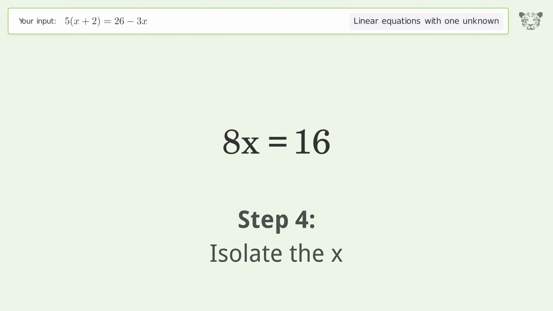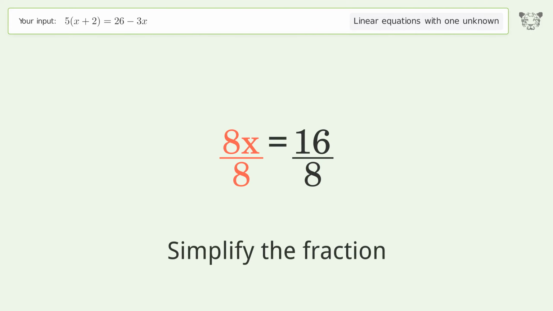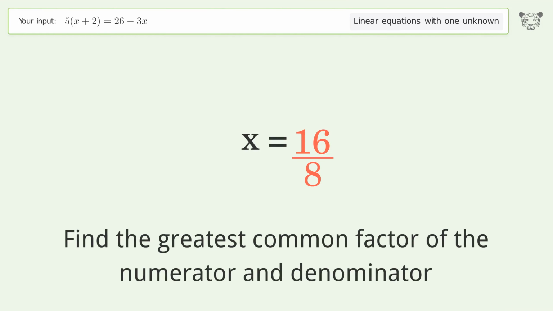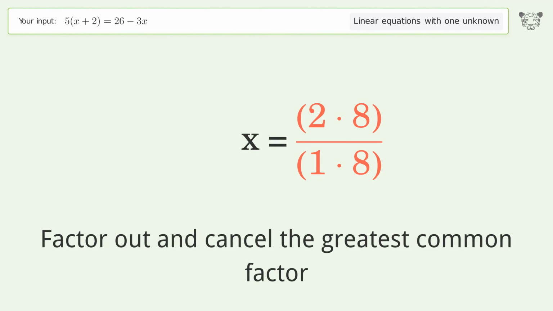Isolate the x. Divide both sides by 8. Simplify the fraction. Find the greatest common factor of the numerator and denominator. Factor out and cancel the greatest common factor.